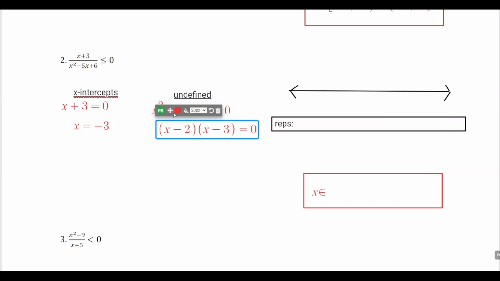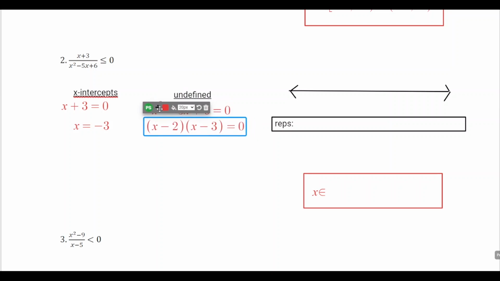So the two x values that we get where the function is undefined are going to be at x equals 2 and x equals 3. So these are going to be all the values that we place on our number line here. So we've got one at negative 3. We've got one at 2 and 3.